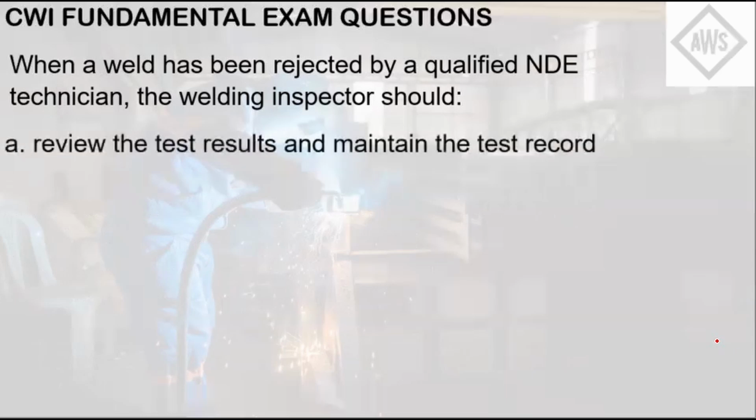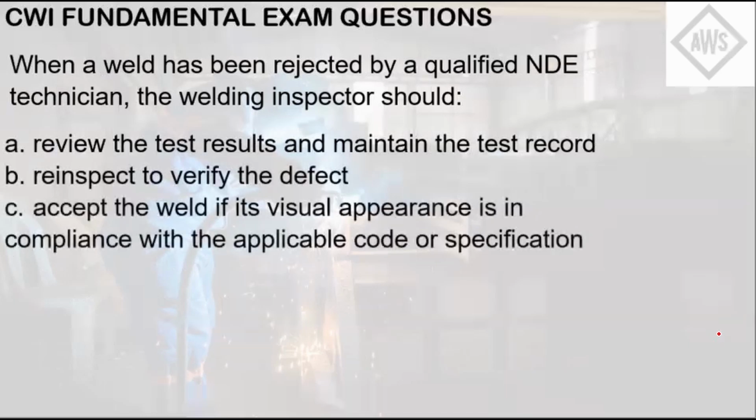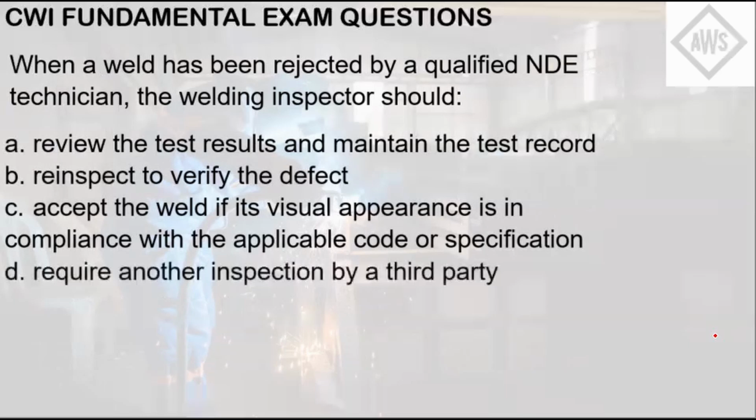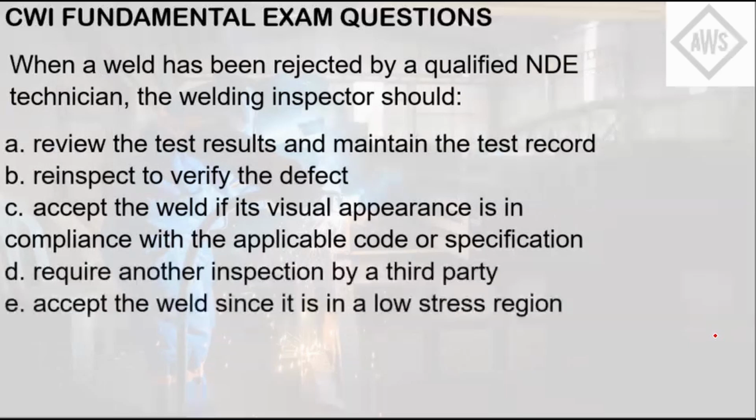Letter A, review the test results and maintain the test record. Letter B, re-inspect to verify the defect. Letter C, accept the weld if its visual appearance is in compliance with the applicable code or specification. Letter D, require another inspection by a third party. Letter E, accept the weld since it is in a low stress region.